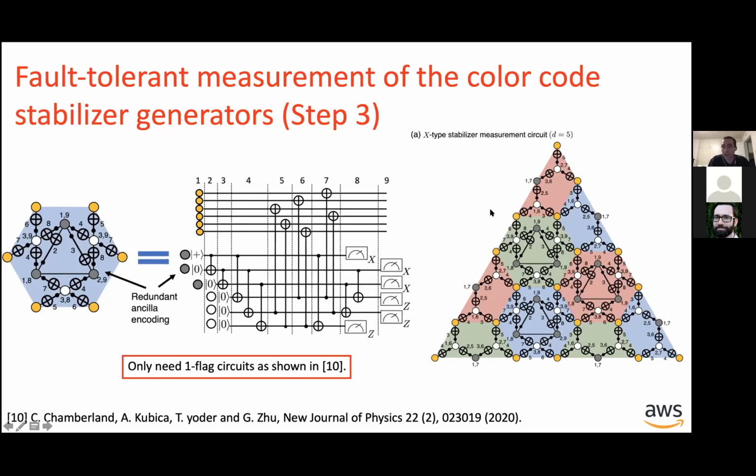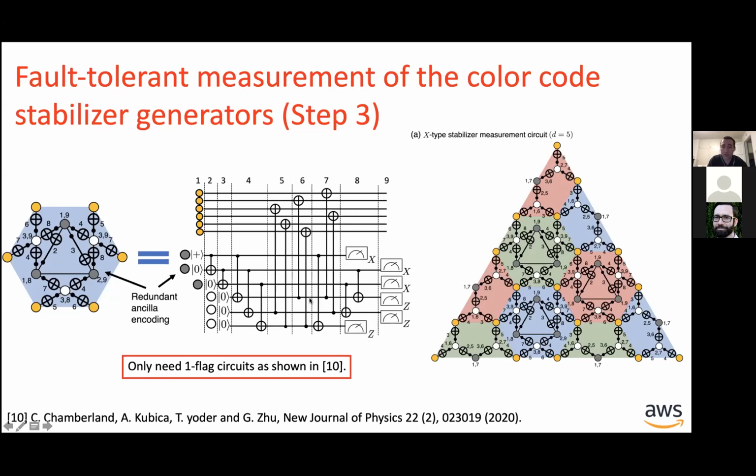So in the case of the color code, we have these weight 6 stabilizer measurements that we need to perform. And so we need to have a one flag circuit, meaning that if there's a single fault that leads to a data qubit error of weight 2 or 3, we want at least one of the flag qubits to flag. But an interesting thing is that we don't need a 2 flag circuit. And the proof of this is given in the reference that you see at the bottom.